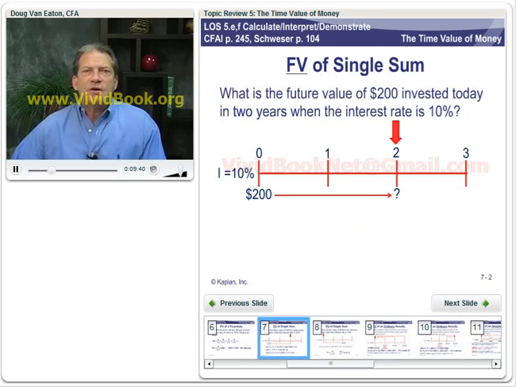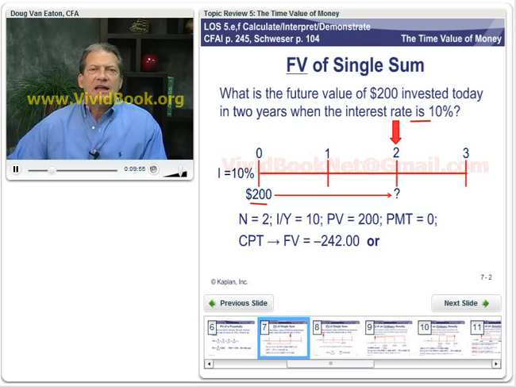Future value of a single sum. Well, if we put $200 into an account today at 10%, how much would we have 2 years from now? Well, here's our calculator solution. n equals 2. The interest rate is 10%. Notice that we enter that as a whole number.